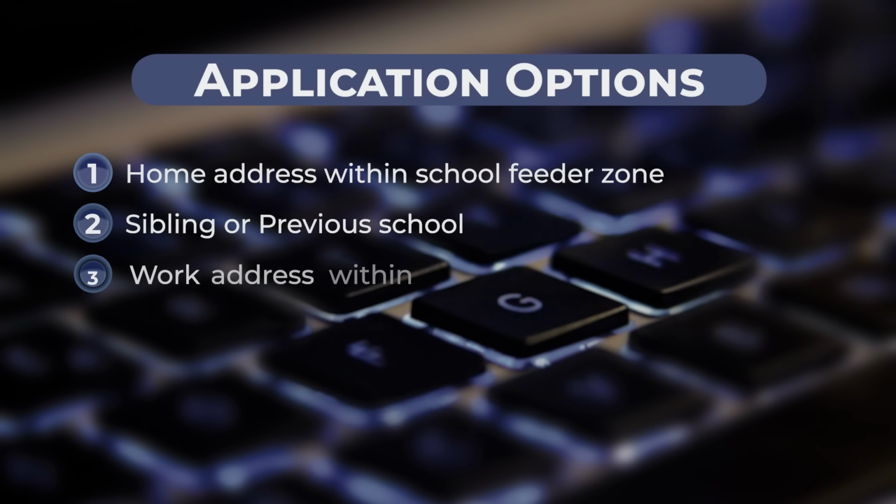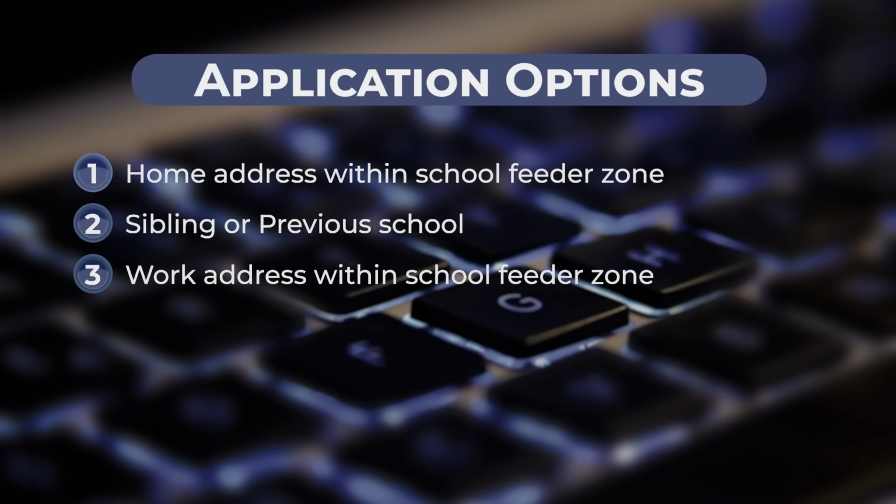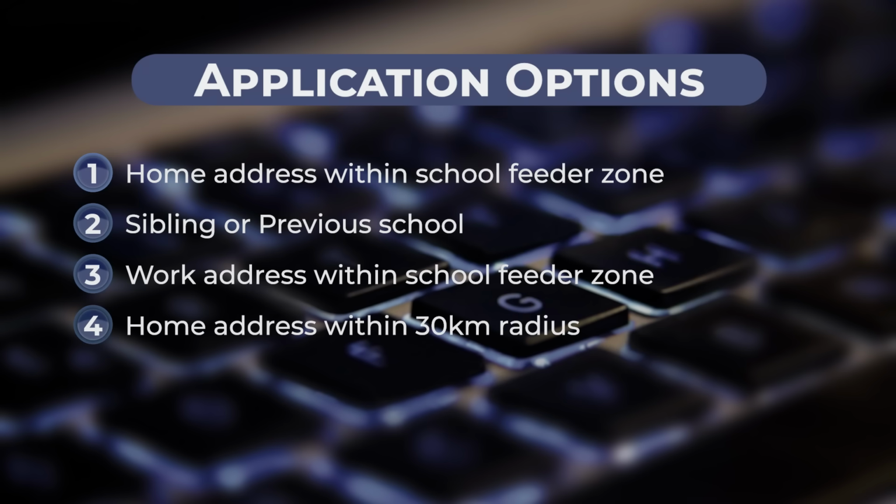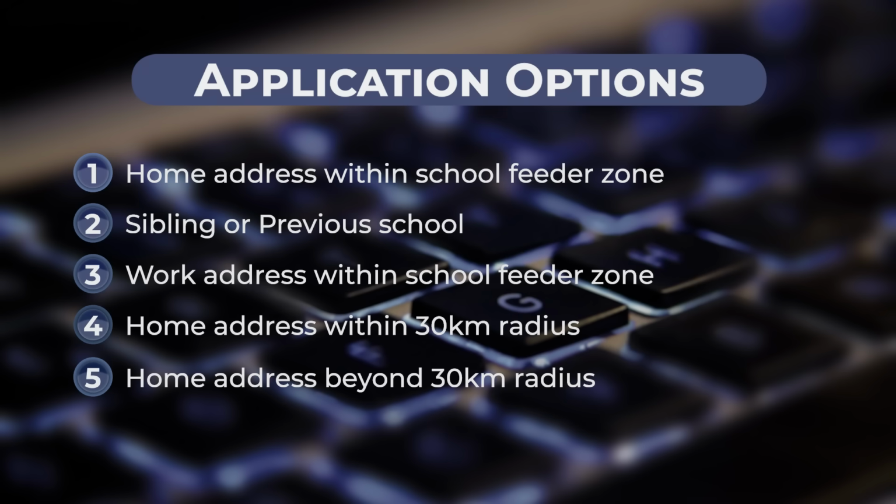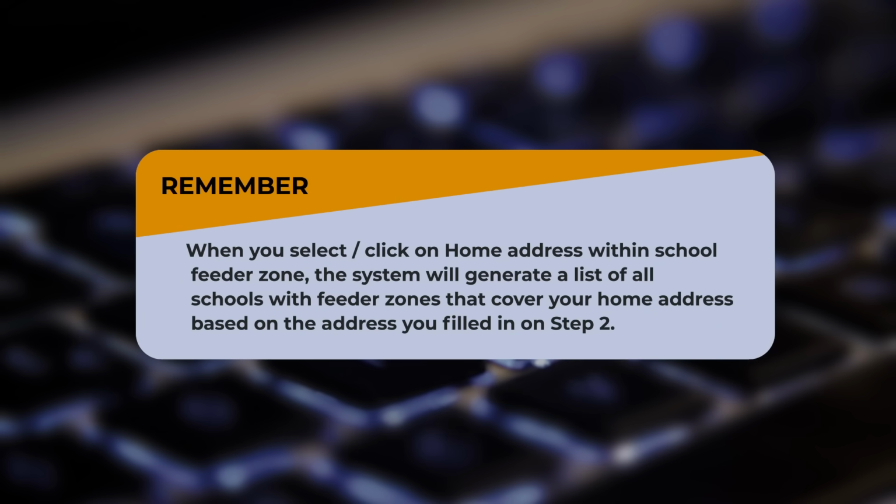Number 3, work address within the school feeder zone. Number 4, home address within a 30-kilometer radius. Number 5, home address beyond a 30-kilometer radius. Number 6, schools of specialization. Remember, when you select or click on home address within school feeder zone, the system will generate a list of all schools with feeder zones that cover your home address based on the address you filled in Step 2.